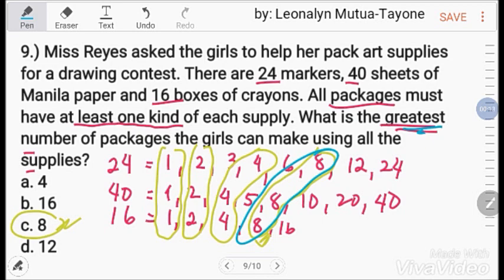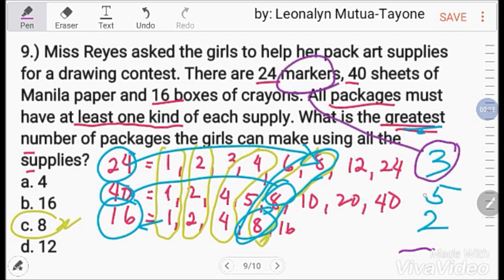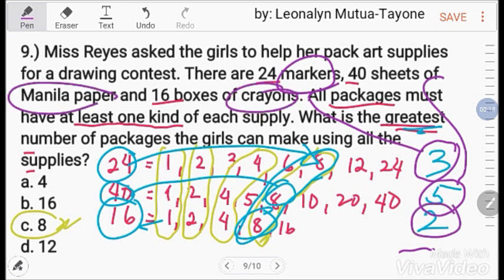What if ang question is, each item, ilan? So, itong gamit na 8, 24 divided by 8, and that is 3. 40 divided by 8, and that is 5. 16 divided by 8, and that is 2. Meaning, kada package, mayroong 3 markers, mayroong 5 manila paper, at 2 crayons.